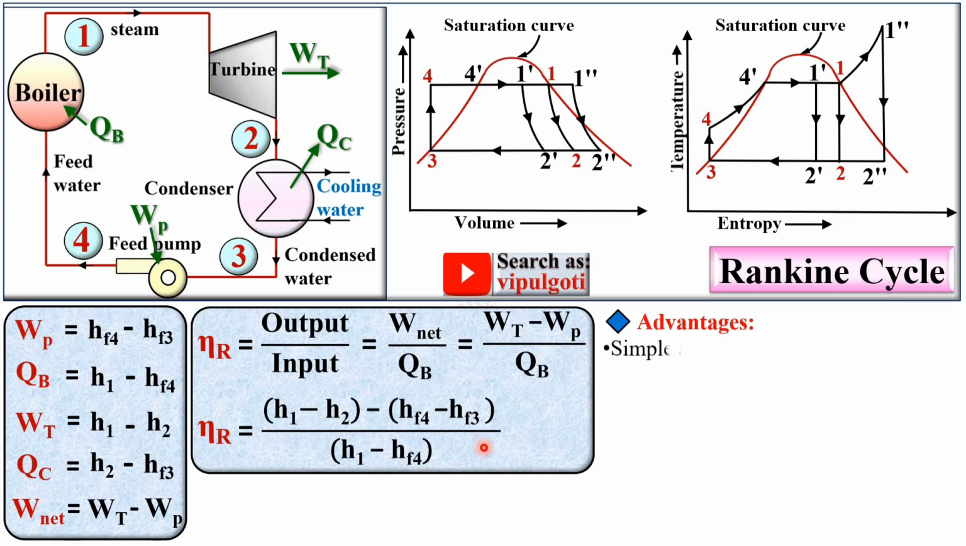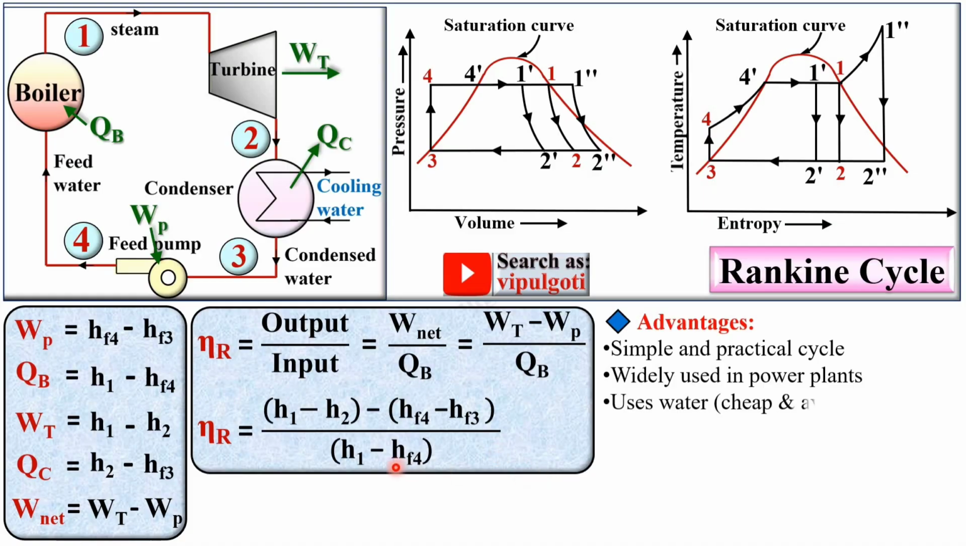Now what are the advantages of the Rankine cycle? So very simple. It is a simple and practical cycle. Next, it is widely used in power plants, especially in the steam power plant. Next, it uses water in the cycle, you can see, which is very cheap and easily available.